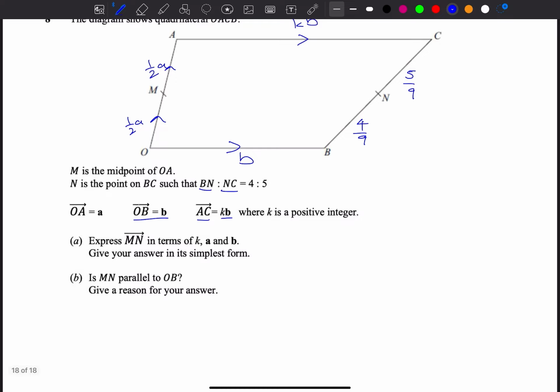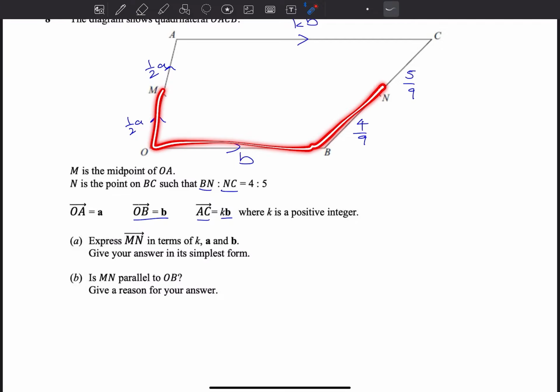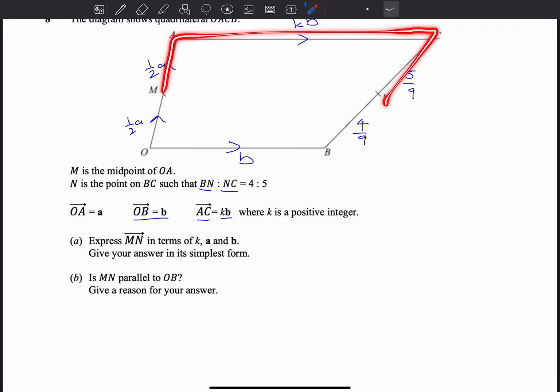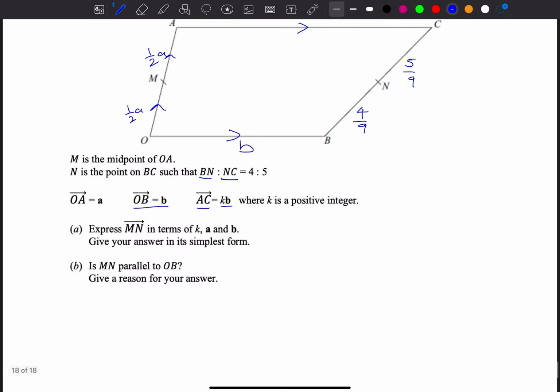They would like you to do MN. Okay, so where do you start? You start at M and you want to go to N. So we can't do it this way. I'm going to go that way. Or express it in terms of... Actually, you know what? I'm going to go that way. It doesn't matter. You could do that way, or you could do that way. I'm going to choose the bottom part. It's not easier, it's just what I'm going to do.